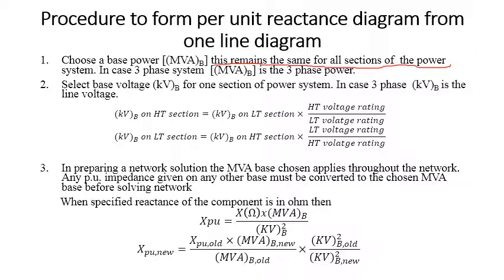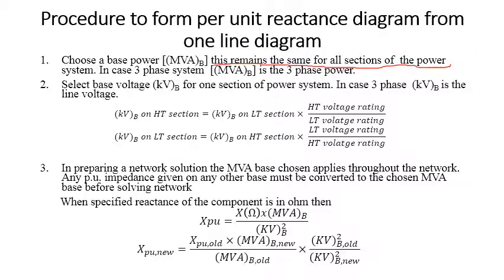Hence the base voltage of one section of the power system should be converted to the base voltage corresponding to another section by using the transformer voltage ratio. So in case of a three phase power transformer, the line to line voltage ratio is used for the base voltage. So let's see.